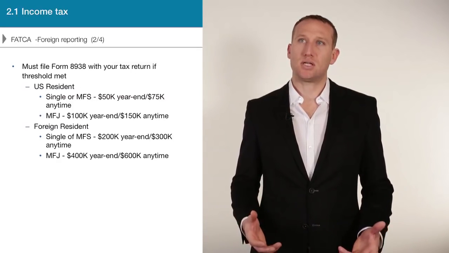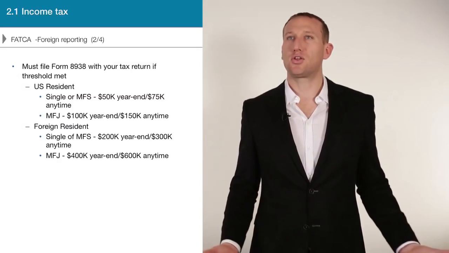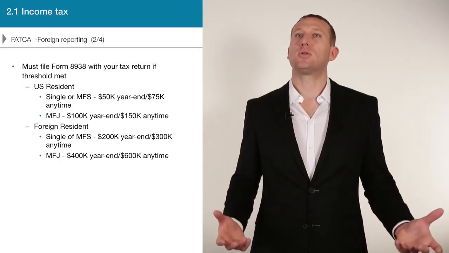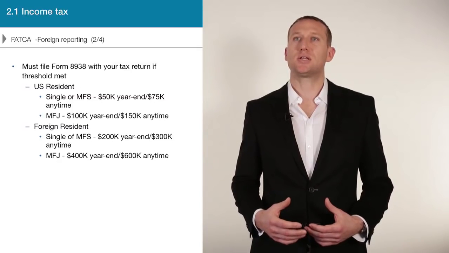Now, if you're a foreign resident, those numbers increase. It's a higher threshold because it's more likely that you're going to have foreign assets that would need to be disclosed. So if you're single and you're a foreign resident, you would be required to file the FATCA forms if at year end the value of your foreign financial assets is $200,000 or more, or if they exceeded $300,000 at any time during the year. If you're married, filing a joint tax return and residing abroad, those thresholds increase to $400,000 at year end or $600,000 at any time during the year.